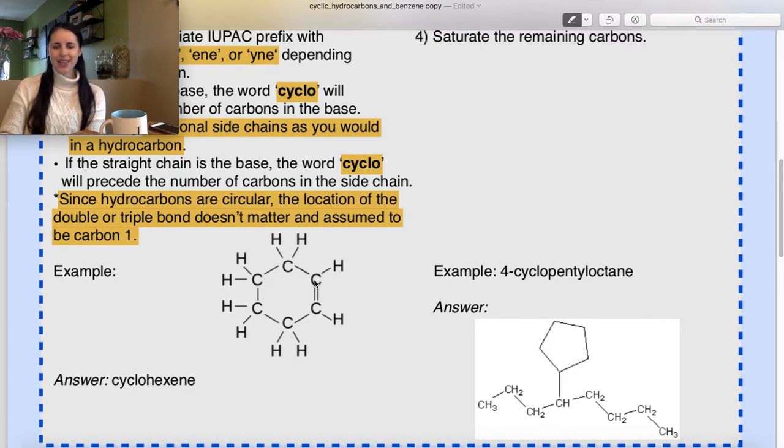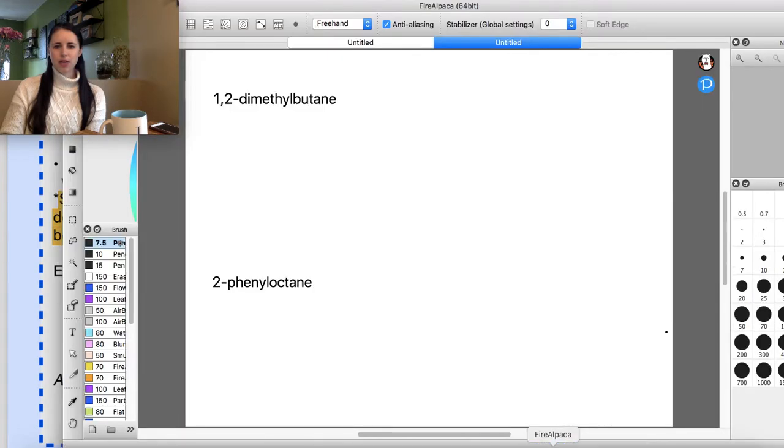Now again, anything here can be carbon 1. This can be carbon 1, this can be carbon 1, but my double bond is the most important. So I'm actually going to make carbon 1 be my carbon that my double bond is on. Since you're always going to do this, this is a rule, you don't actually have to list it as cyclo-hex-1-ene. We take a shortcut and we go ahead and assume that it's cyclo-hex-ene.